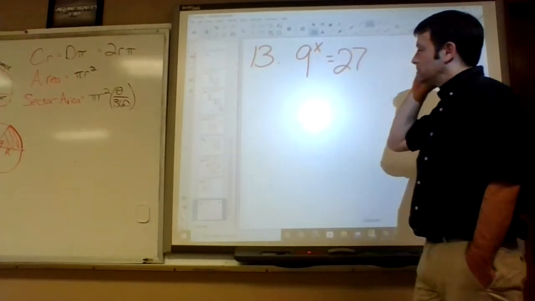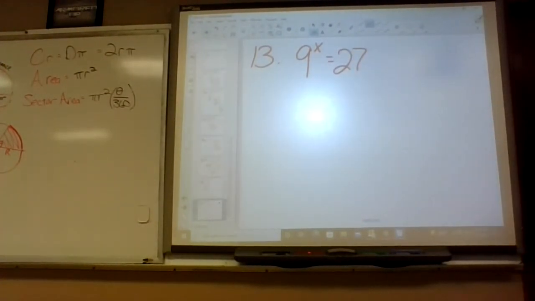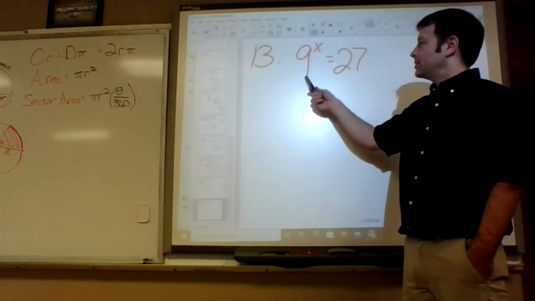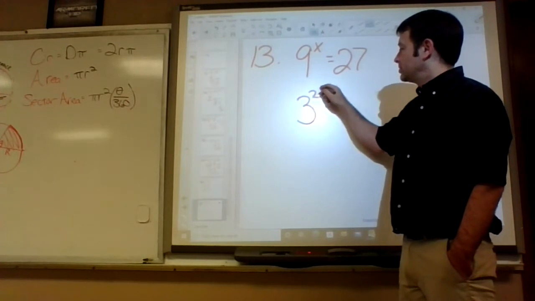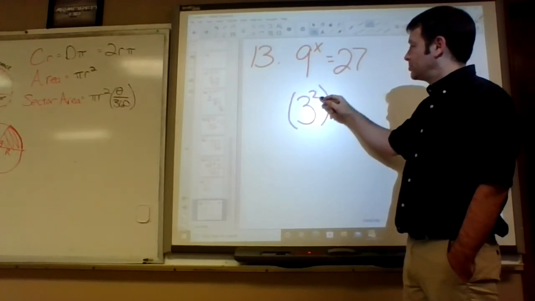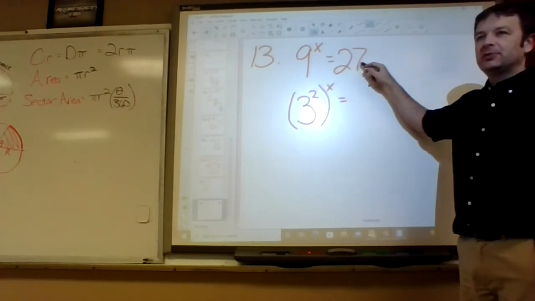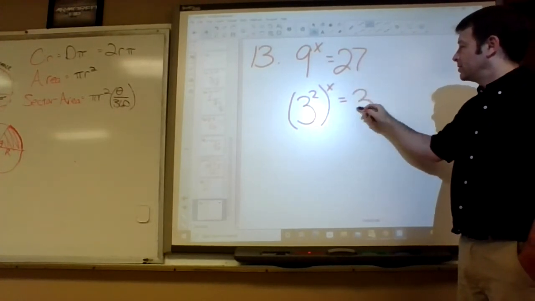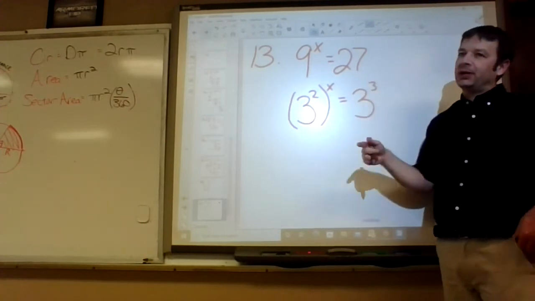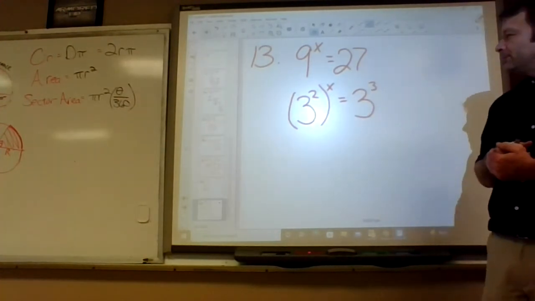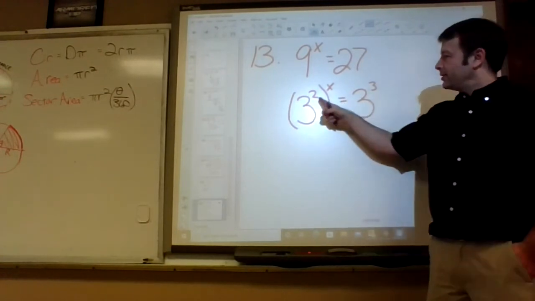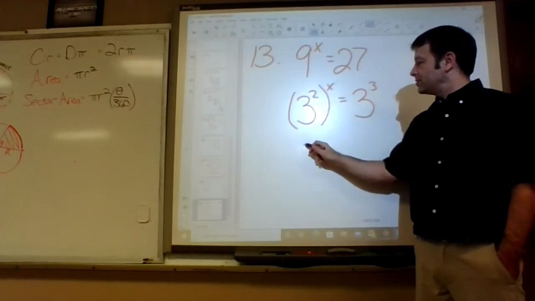This one's trickier. Both of these can be rewritten with a base of 3. You guys remember 27 was a power of 3? 9 is 3 to the what? 3 squared. So this 9 to the x becomes 3 squared to the x. You remember what power of 3 was 27? 3 to the third, yeah. If you weren't sure, you could plug it in your calculator, like 3 to the third equals.